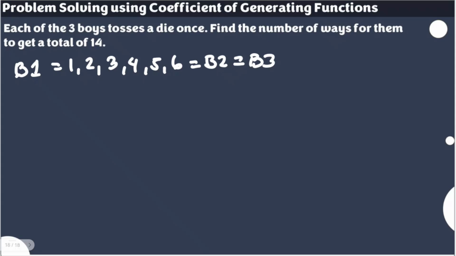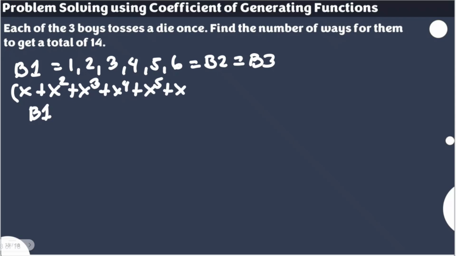Now, if we're going to represent this using generating functions, and take note, they are tossing each of their die once. That would mean for boy 1, it would be x plus x squared plus x cubed plus x to the power of 4 plus x to the power of 5 plus x to the power of 6. There's only one way for choosing 6, and one way for choosing 5, because boy 1 is only tossing the die once.